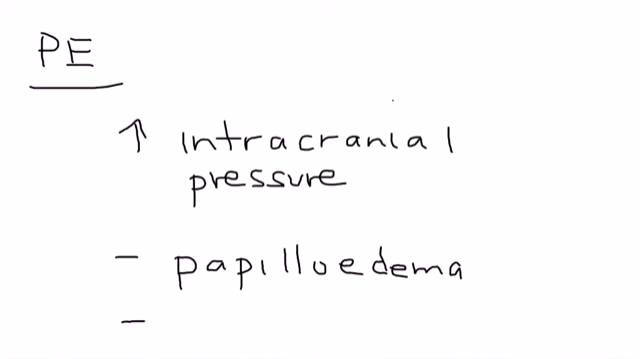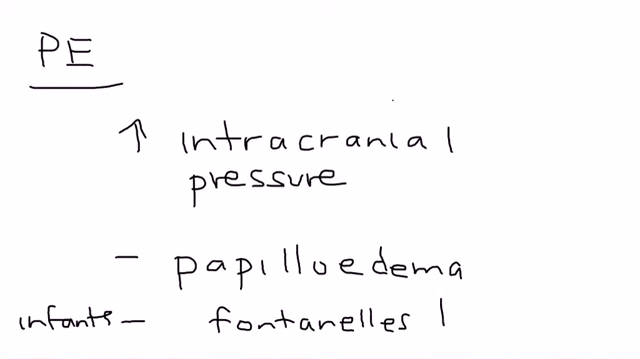And in babies, in infants, or children that are under the age of 1, you can see bulging of the anterior fontanelles. So those fontanelles that are normally not supposed to be bulging will be so, and that's a sign of intracranial pressure being increased.